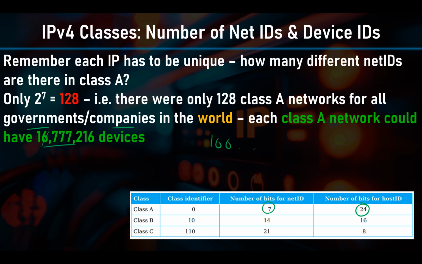Then basically, if they've got a Class A network, you've just got, what, 15,777,000 wasted IP addresses.